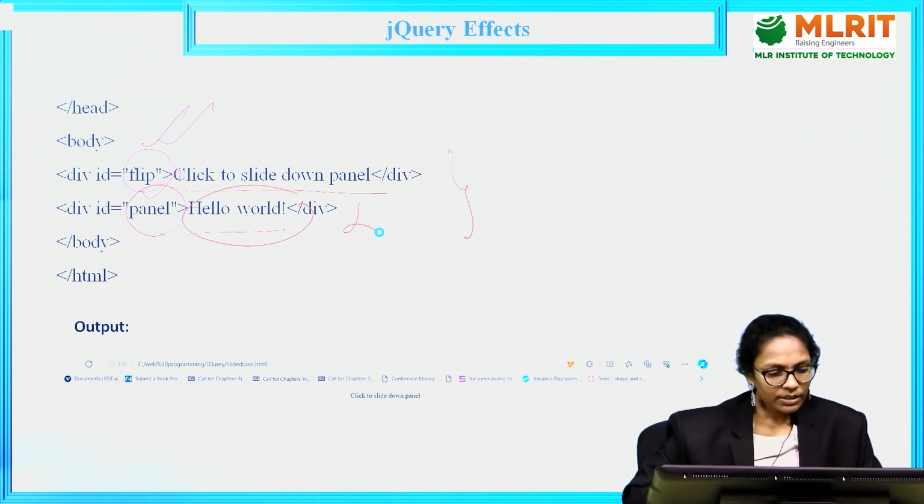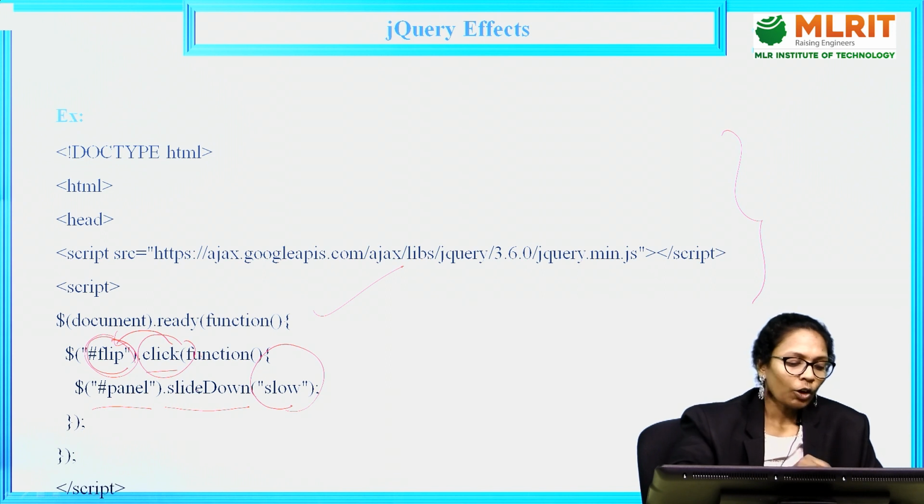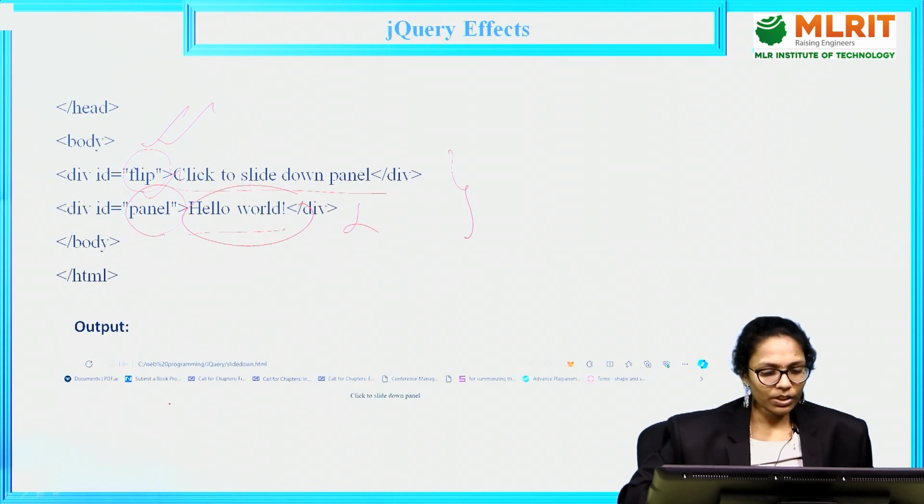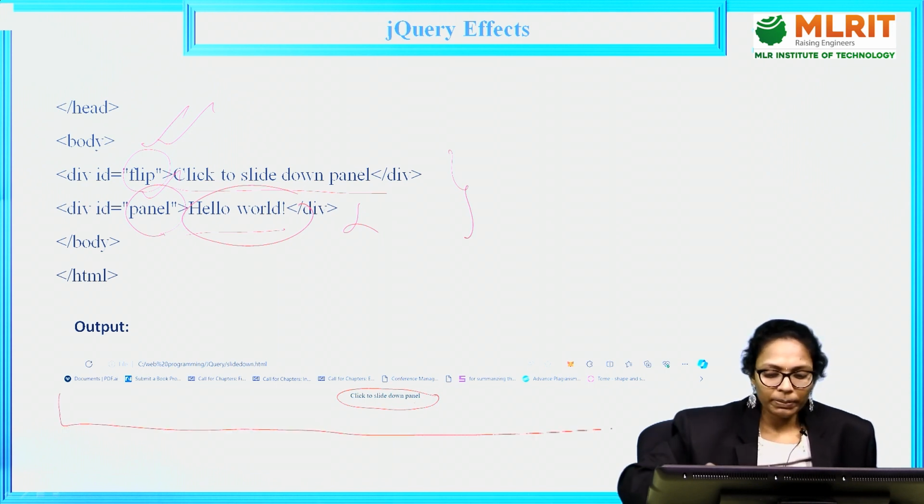What happens here? If you click on the first panel, whose ID is flip, then automatically it should slide down the panel. Whatever the panel content is will slide down in slow motion, at slow speed. So this is the output I get. We are displaying only one division here, click to slide down panel. If I click on it, the second division will be opened here.